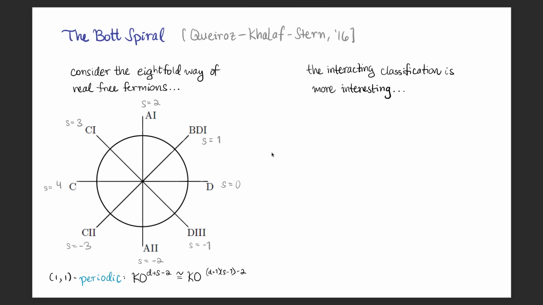Oh, so now those two things are multiplied, so that's a typo, so it should be a plus sign right there. Sorry about that. I was fixing a different typo and introduced a new one, but these are the same. Okay, so there's this 1,1 periodicity.